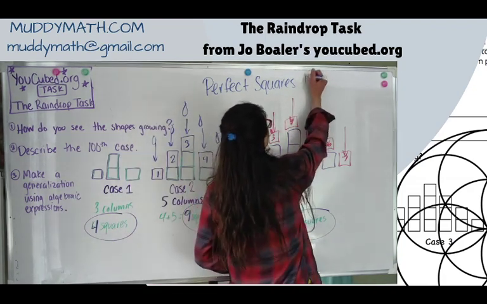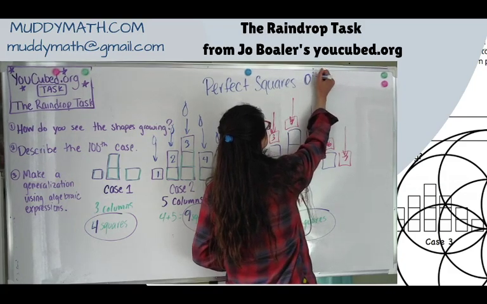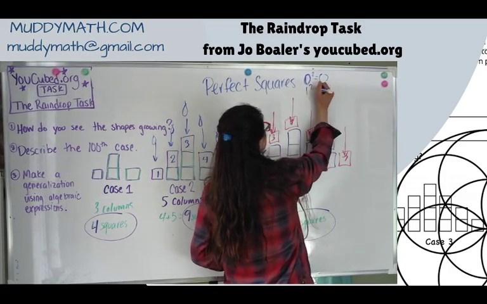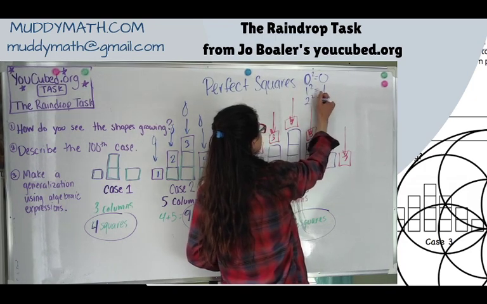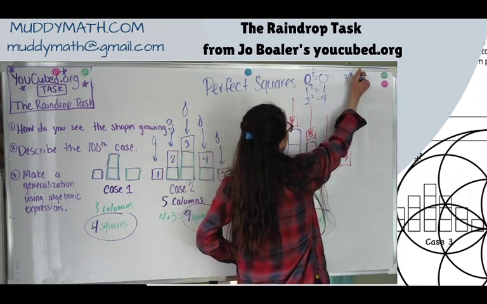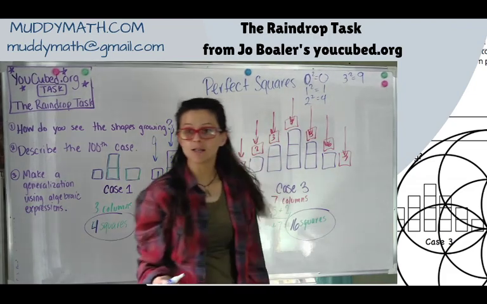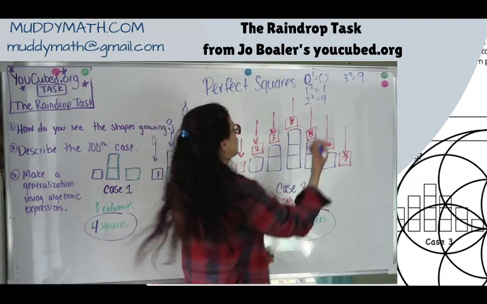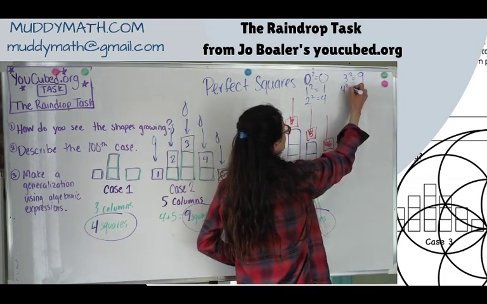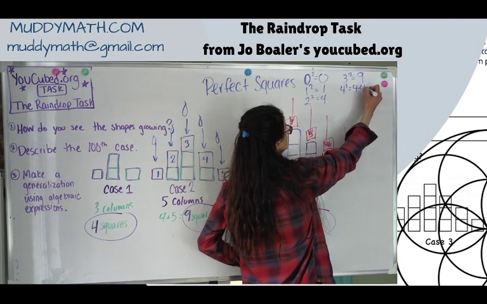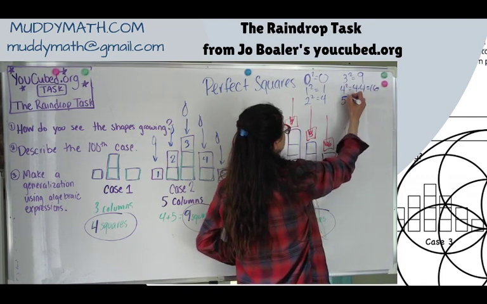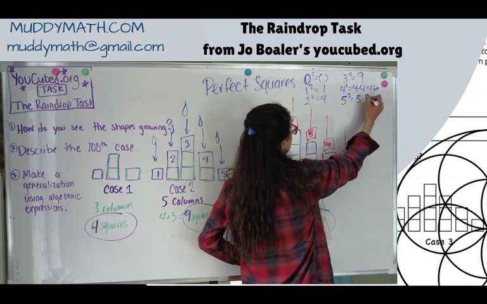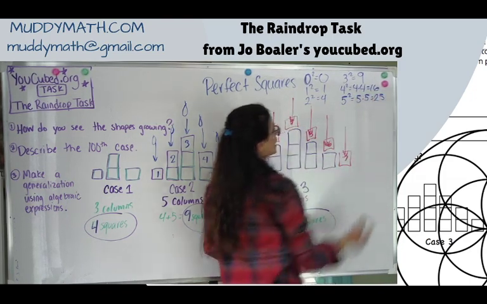So let's start with 0. 0 squared is 0, 1 squared is 1, 2 squared is 4, 3 squared is 9, right? Squaring something means we're multiplying it by itself. So 4 squared is 4 times 4, which is 16. 5 squared is 5 times 5, which is 25, okay, and so on.